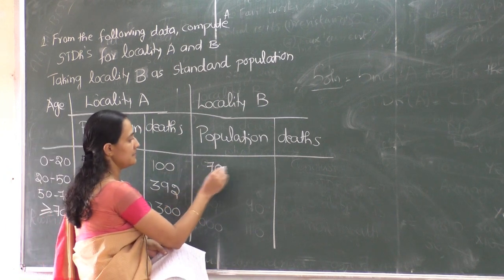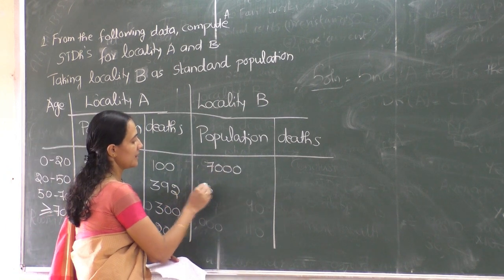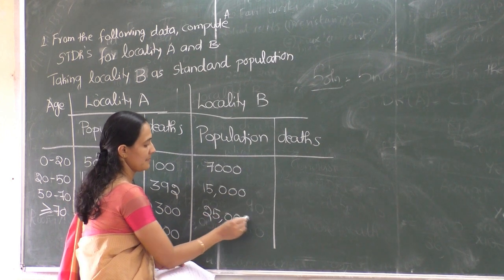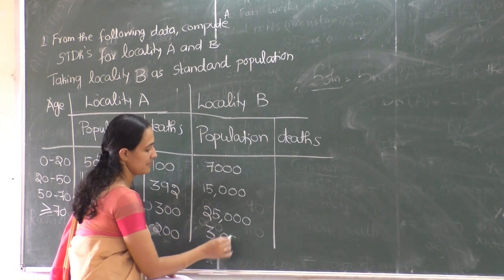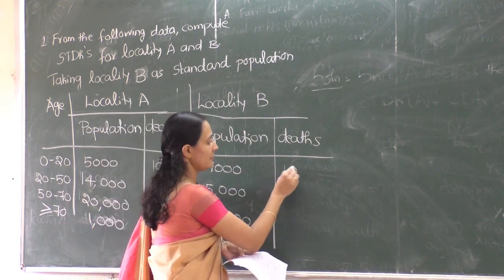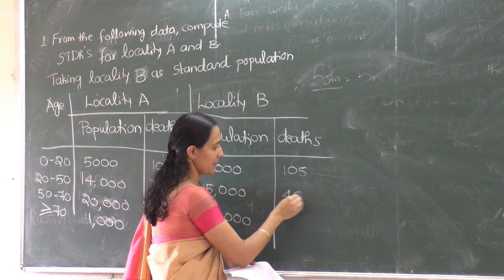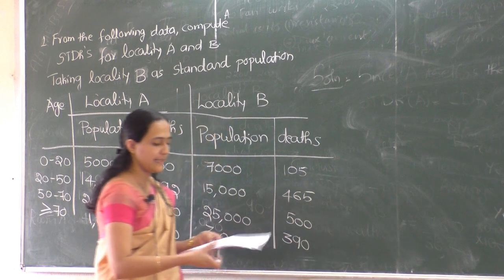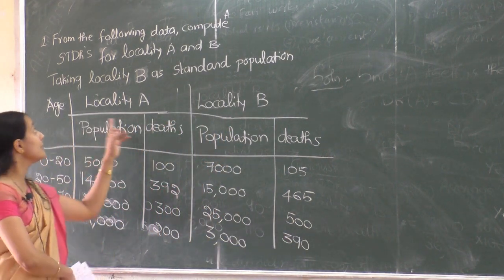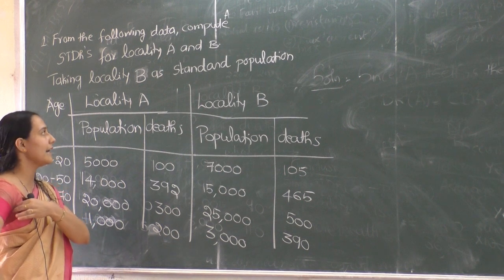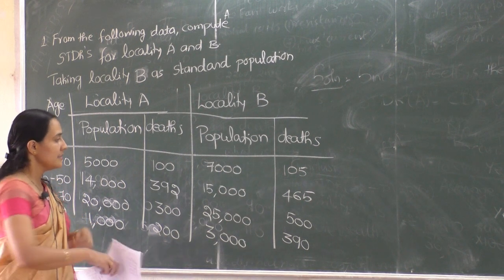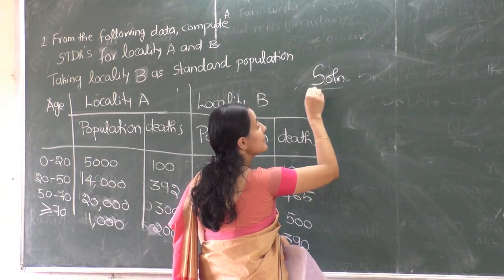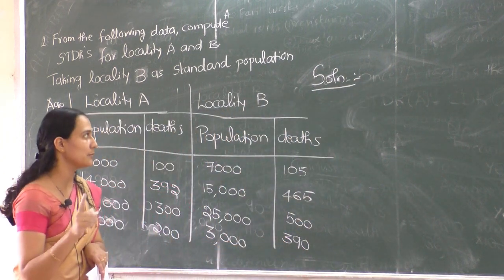Here 7,000, 15,000, 25,000, 3,000. 105, 465, 500, 390. See here, the difference is it is given that locality B we have to take as a standard population. So the solution is the same here, only the difference is locality B as a standard population.